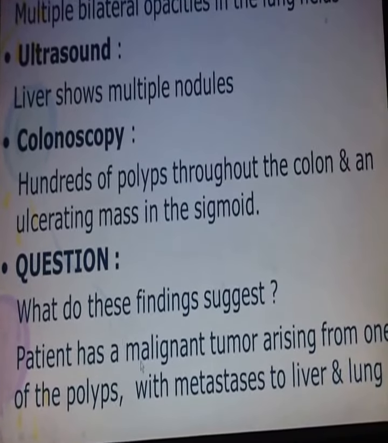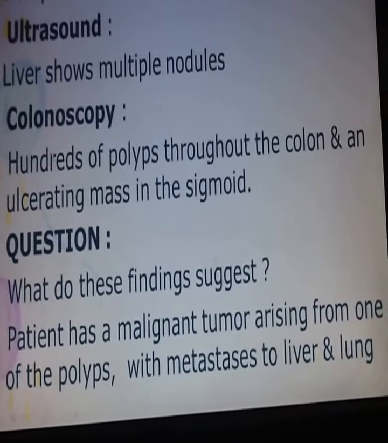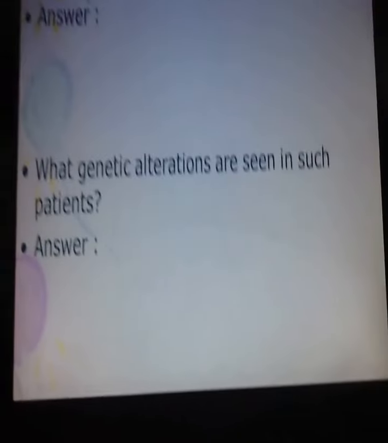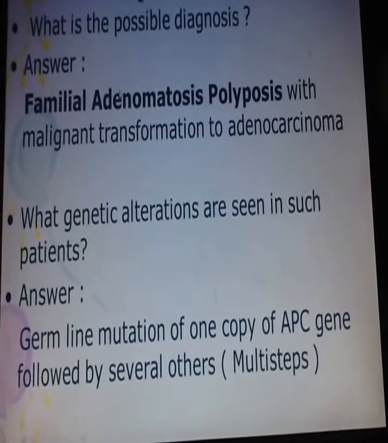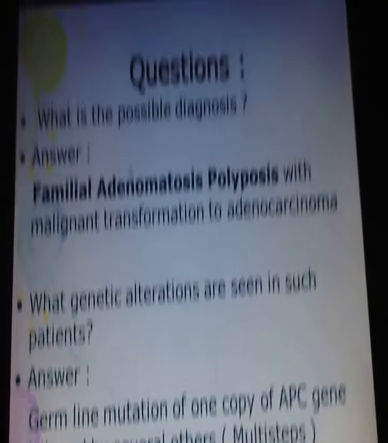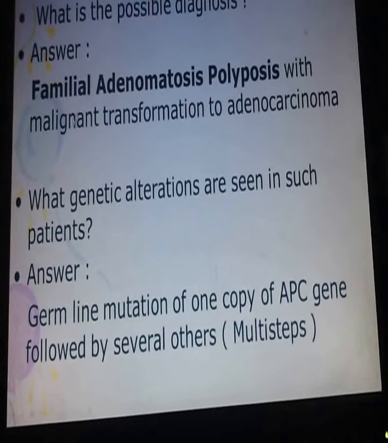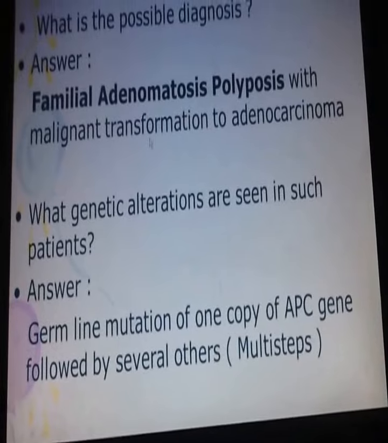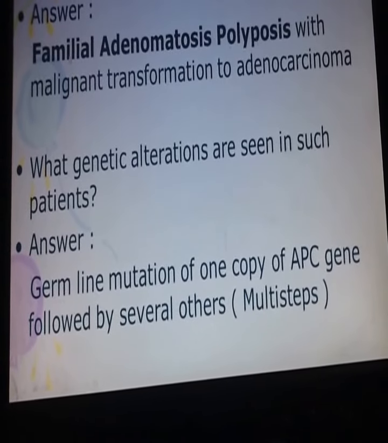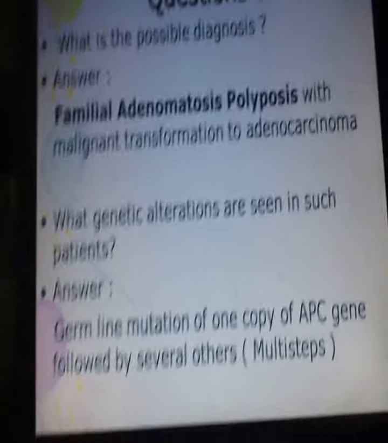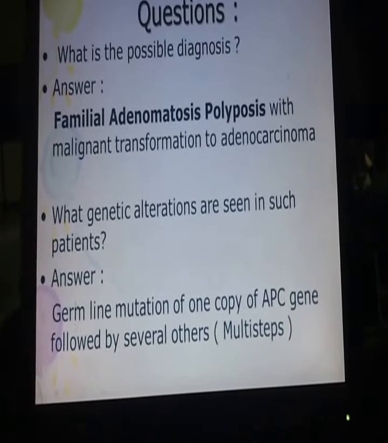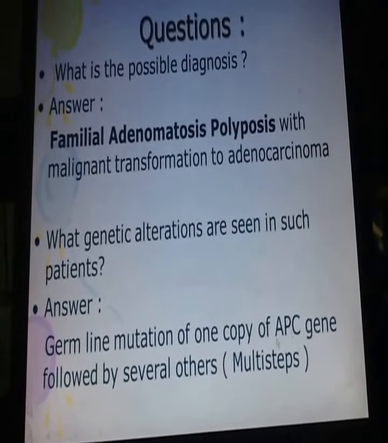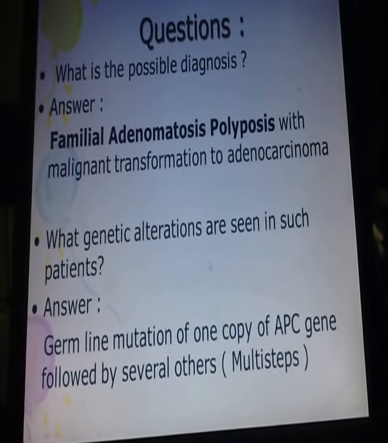This patient has a malignant tumor arising from one of those polyps he has, and it metastasized to the liver and the lungs. So the most probable diagnosis is what we call FAP, or familial adenomatous polyposis. It might lead to malignant transformation of one of those polyps into adenocarcinoma. So we have a high grade of malignancy in this inherited form. The genetic alteration found in such patients is a germline mutation in one copy of the APC gene, followed by other mutations which will cause further steps in the carcinogenesis.